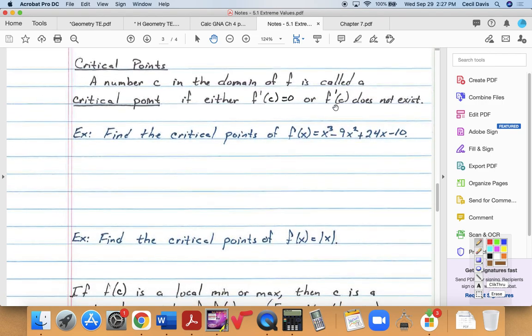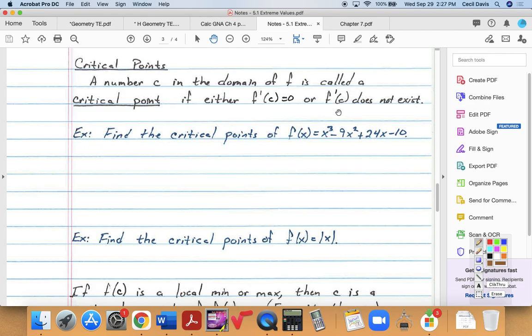So how is this going to involve calculus? Well, first of all, critical points. A number c in the domain of f is called a critical point if either one of these two things happens: if f prime of c is equal to 0 or f prime at c does not exist. Notice we've said that c is in the domain of the function, so that means f of c does exist, but its derivative is either 0 or its derivative does not exist. If you have that, that's called a critical point.